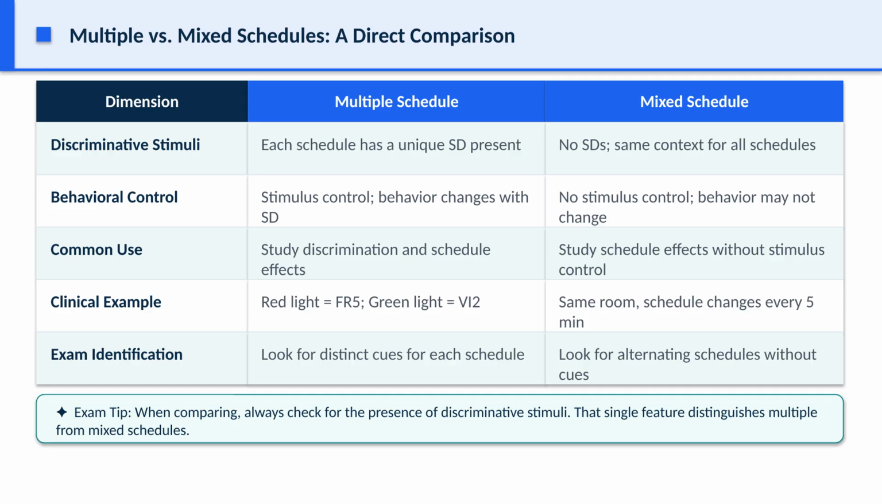Clinically, a multiple schedule might use colored lights in a DTT session, while a mixed schedule might change the schedule every 5 minutes in the same room. For exam identification, look for distinct cues for each schedule. That's a multiple schedule. If you see alternating schedules without any cues, that's a mixed schedule. Understanding this difference is critical for interpreting experimental designs and for questions on stimulus control and schedule effects.